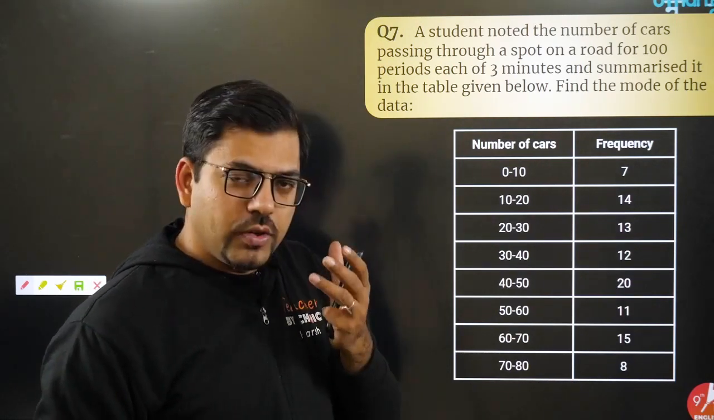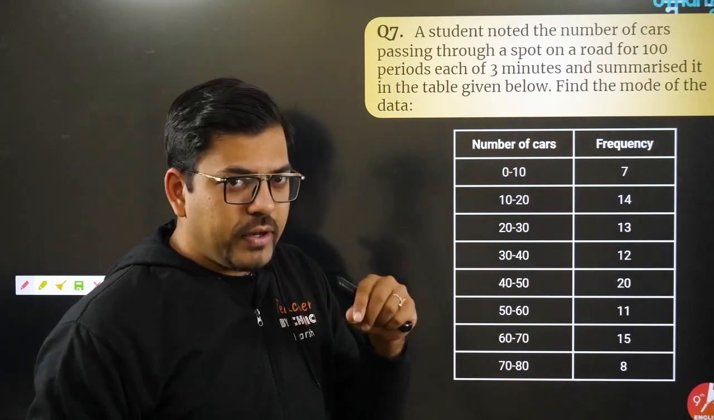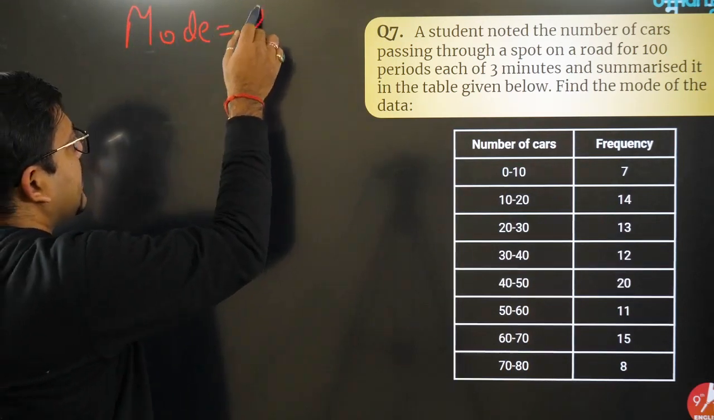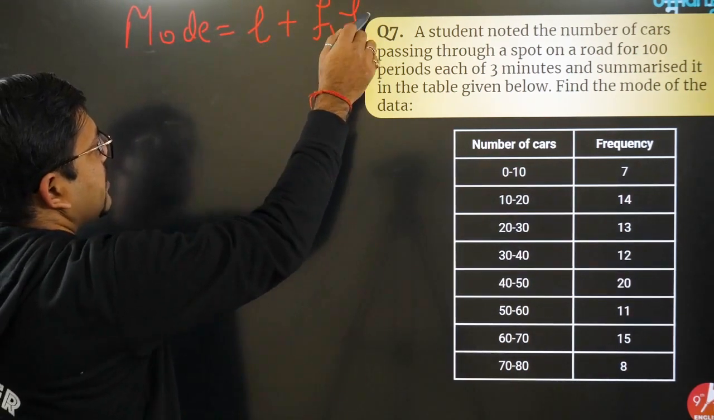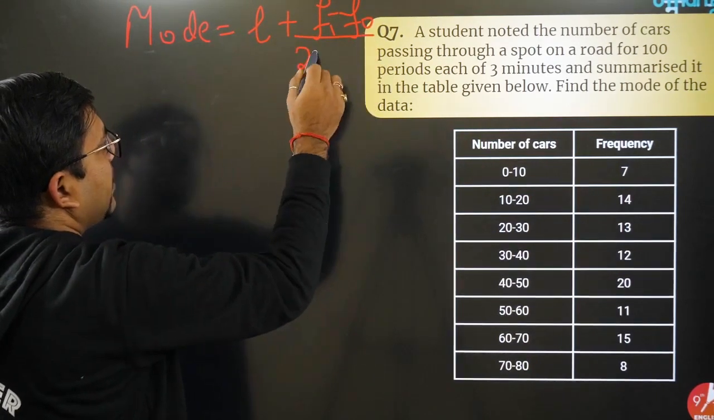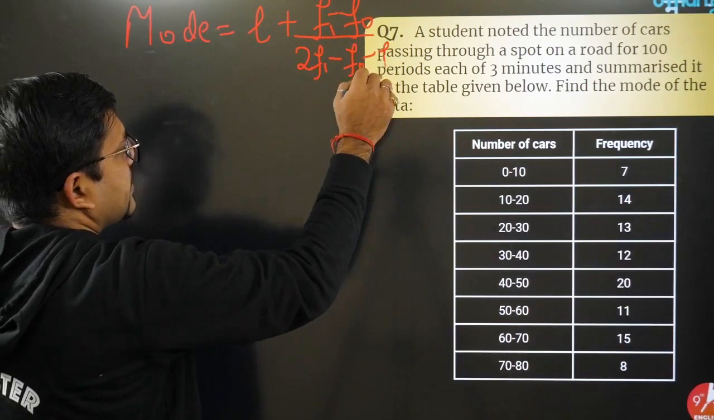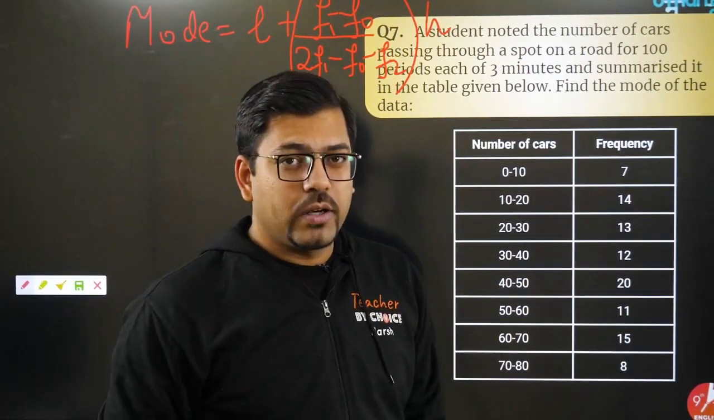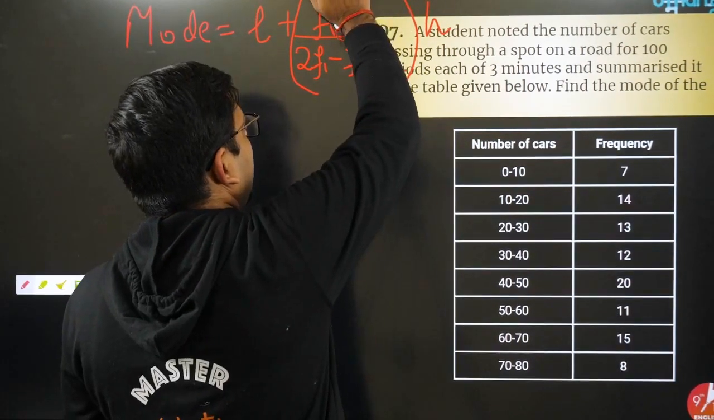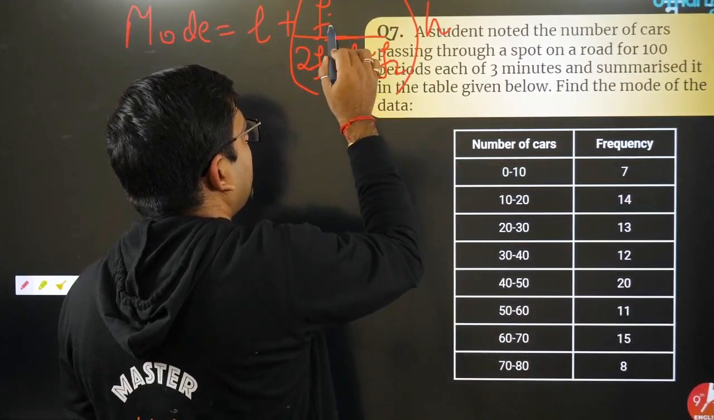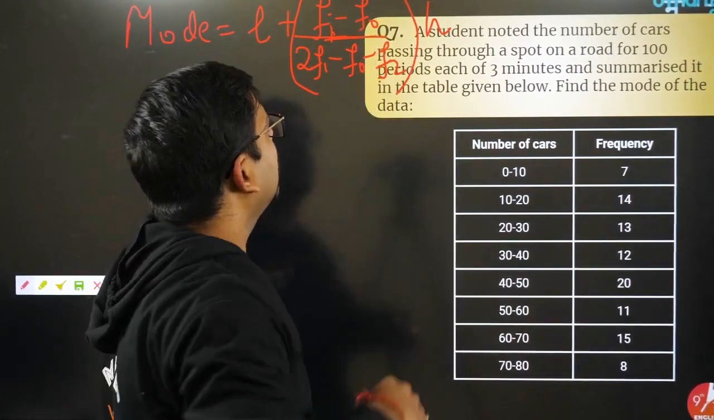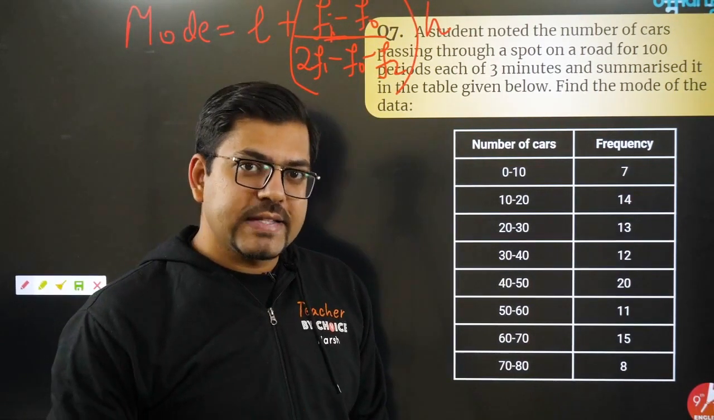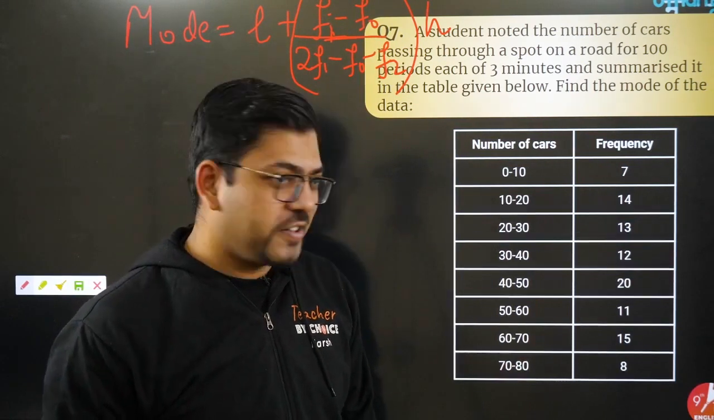Do we know the formula of the mode? If you don't know, I will let you know. So, mode formula is very simple. It simply says L plus (F1 minus F0) upon (2 times F1 minus F0 minus F2) into H. This formula might be looking a bit clumsy, but I will make you understand, don't worry. F1 minus F0 upon 2F1 minus F0 minus F2.